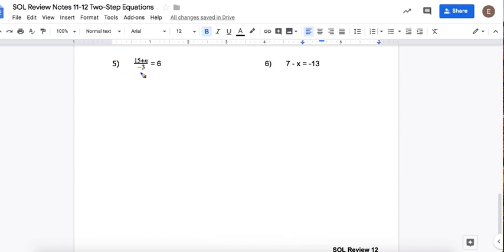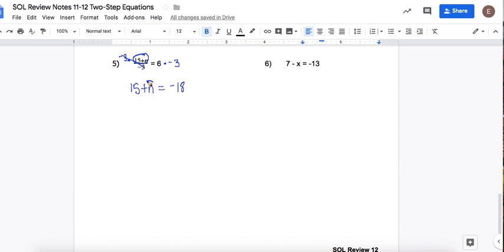So number 5, okay, whenever we have 2 terms on top of a fraction, we have a special case here. So we're going to circle the top. And that means I'm not going to add or subtract from both sides first. I actually have to get rid of this denominator. So the opposite of dividing by -3 would be multiplying by -3. So we're going to multiply both sides by -3. The -3's are going to cancel, and I'm going to bring down what I circled. 15 plus n equals 6 times -3, which is -18.